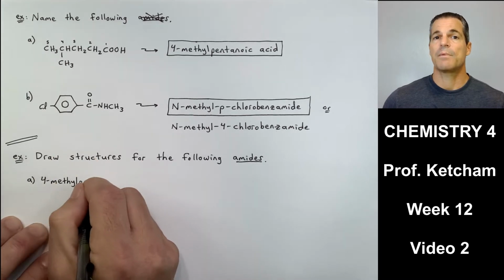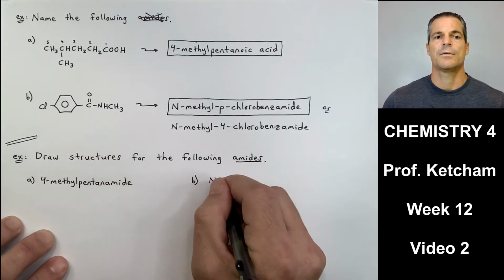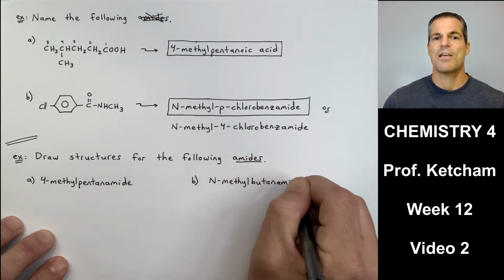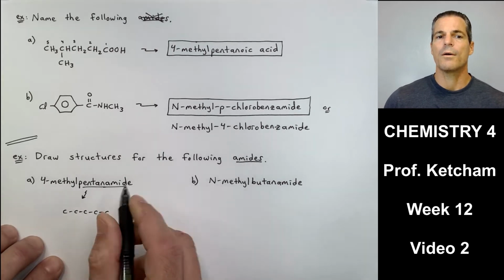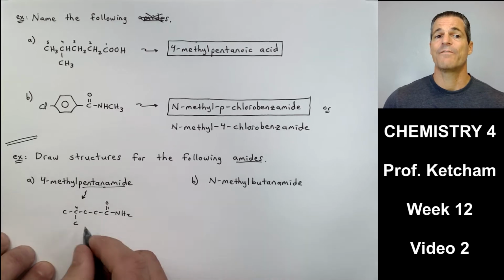Next example, now I'm going to give you the names. I want you to draw structures. Some people find this to be a little bit easier. A, 4-methyl-pentanamide, and B, N-methyl-butanamide. Well, 4-methyl, you see the number 4? The 4 tells me that the carbon is off of carbon 4.